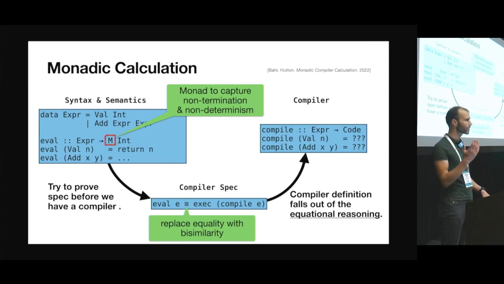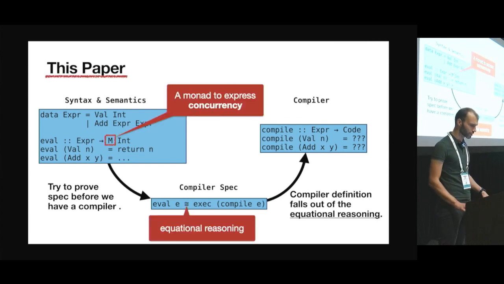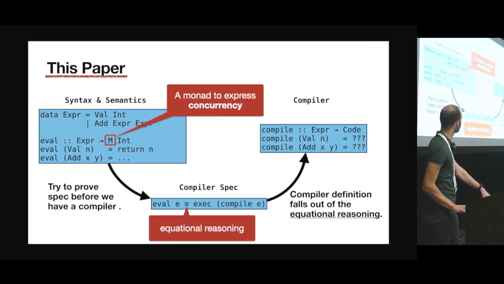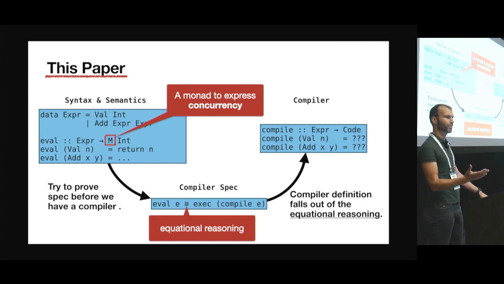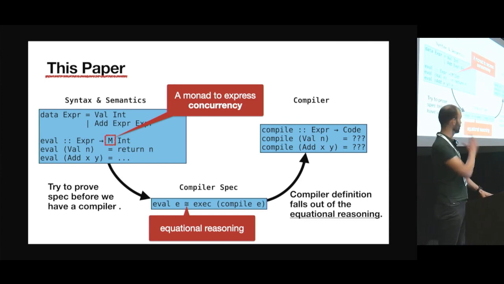And so now the goal of this talk is to find a monad that allows us to express concurrency, so that we can actually define the semantics of a concurrent language in this fashion, and then get a compiler out of this by calculation. So we also need some form of nice algebraic properties that allow us this kind of compositional reasoning. So that's the goal for this presentation.